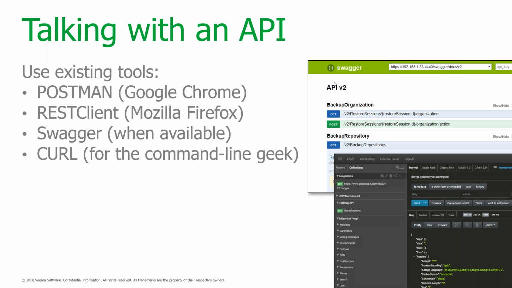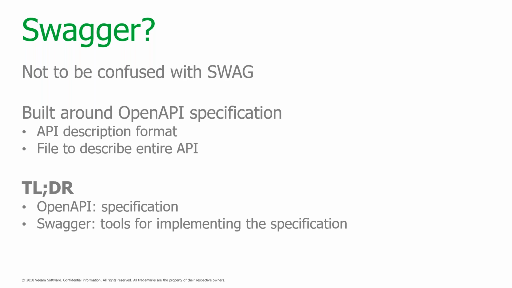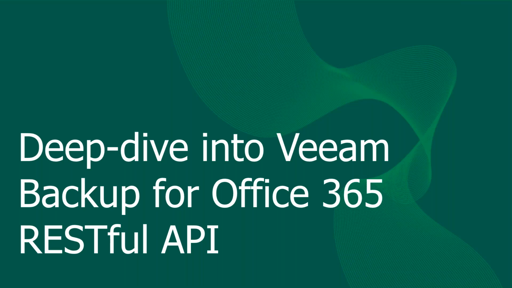So exciting. Swagger. Okay, what's Swagger? Not to be confused with swag. It is built around the OpenAPI specification, an API description format, a file to describe an entire API. Too long to talk about this today during this WebEx. So OpenAPI is the specification, and Swagger are the tools for implementing the specification. So that was kind of a 101 about RESTful APIs and the different ways to call the APIs.